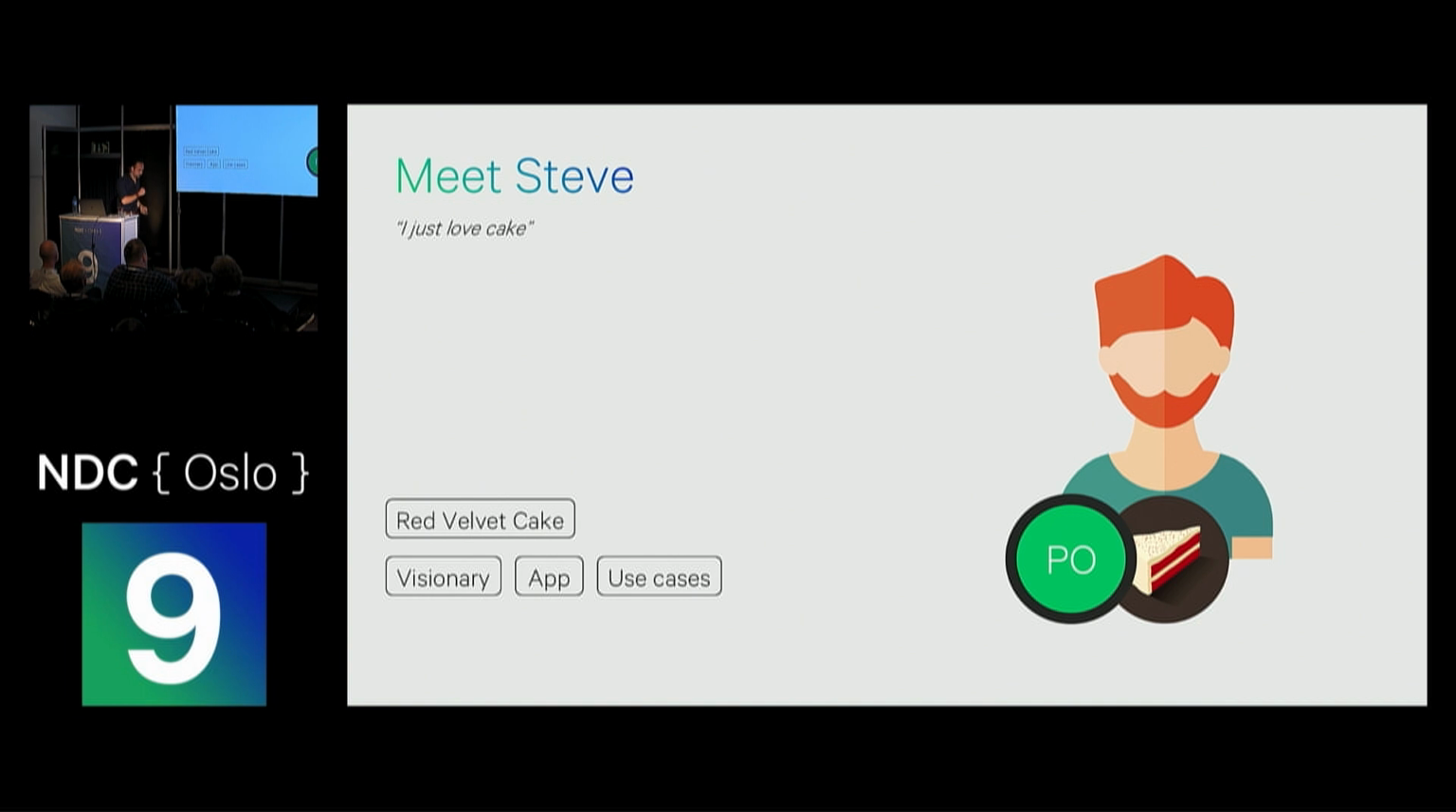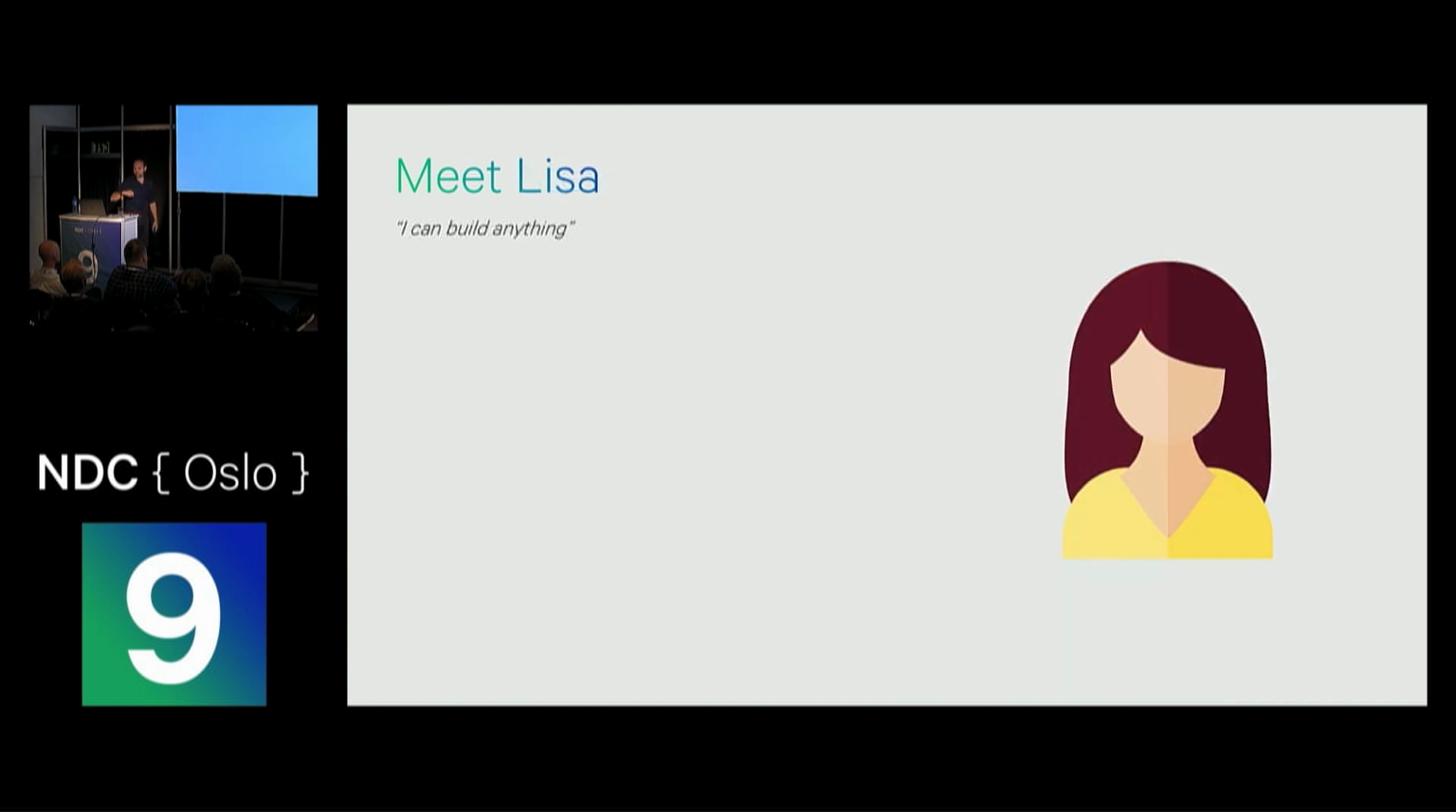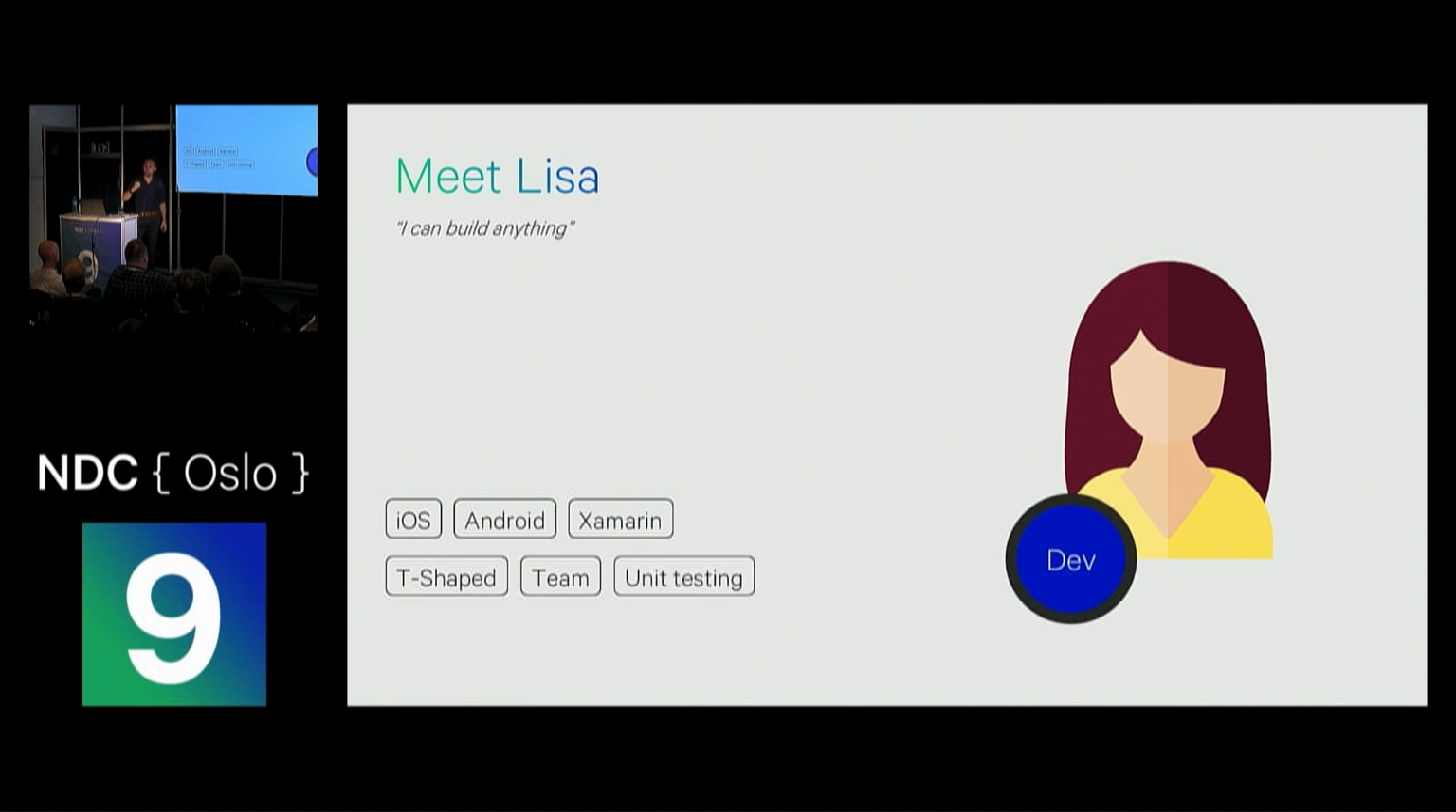So that's Steve. Steve is putting together a team, and one of his team members is called Lisa. And Lisa can build anything if it's a mobile phone, for mobile. She builds for iOS, for Android, using Xamarin or whatever a native stack is available. She's a T-shaped developer, so it doesn't matter if she's only developing. She can do DevOps as well, but also a part of testing. And she's not alone. There are a couple of other developers in her team as well. But like I said, she's a developer.